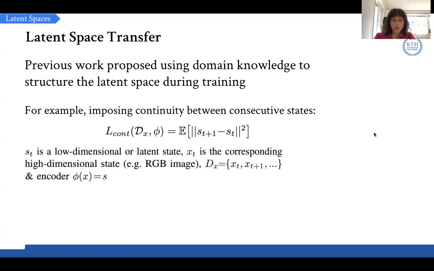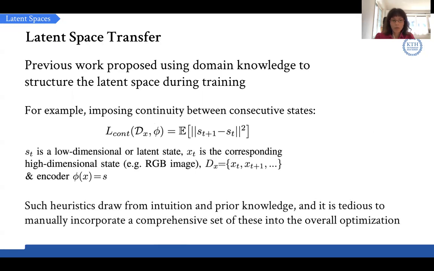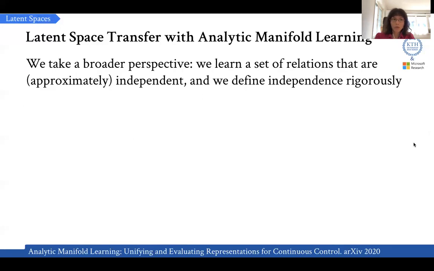And there are other ways of structuring this, but many of these approaches are heuristic in the sense that they impart some prior knowledge, but the comprehensive set of such heuristics would be pretty tedious to manually incorporate. And so we would like to take a broader perspective on this. And we want to learn a set of relations that are approximately independent. And in this work, we will define independence rigorously.